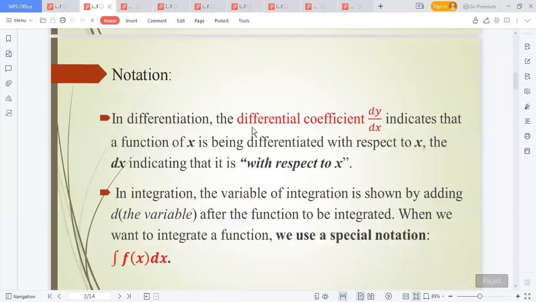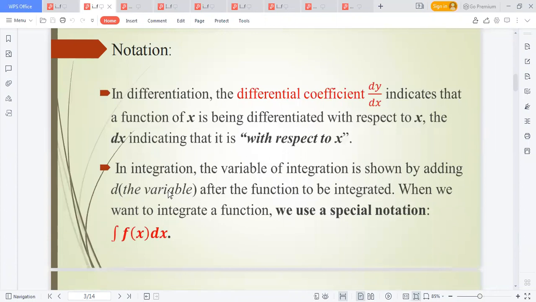In differentiation, the differential coefficient is denoted by dy dx, which indicates the rate of change of y with respect to x, or a function of x being differentiated with respect to x. The dx indicates that it is with respect to x. Similarly, in integration, the variable of integration is shown by adding d and the variable, that means dx, after the function to be integrated.